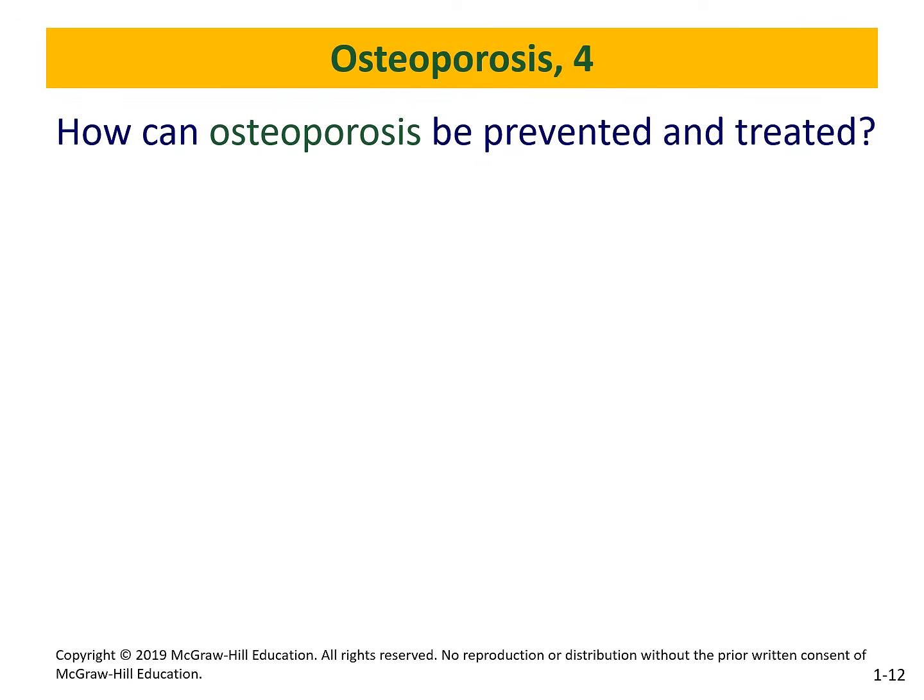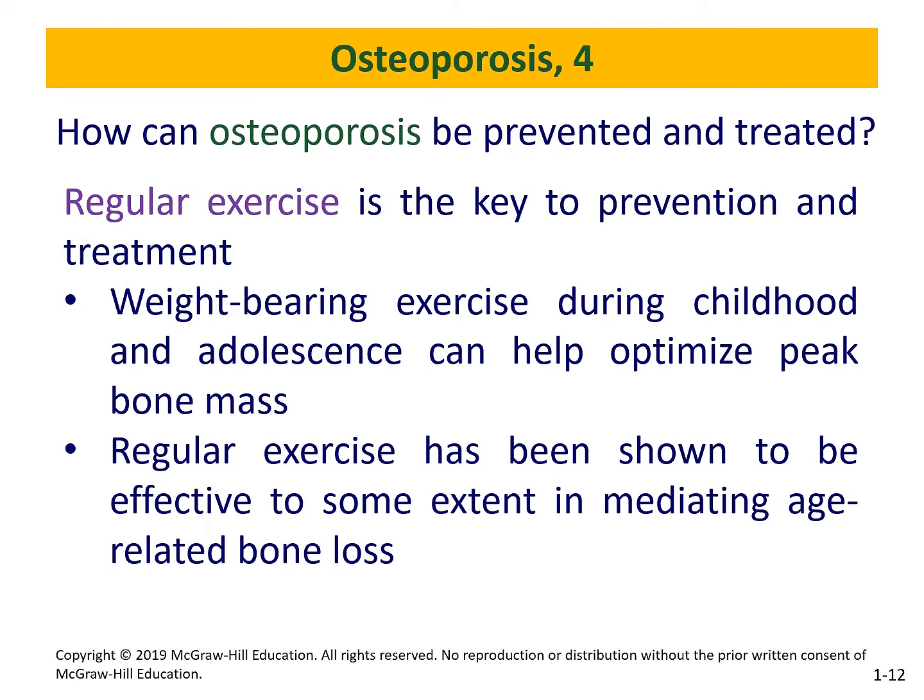Okay, how can osteoporosis be prevented and treated? Regular exercise is the key. Weight-bearing exercises during childhood, and when they become adults, can help optimize peak bone. And one of the things that I keep telling people, you have to be at least once in your life really athletic or in good shape. That will help you a lot statistically, compared to someone who has never played sport or been in good shape. I've been in good shape when I was younger, but now it's not. So that's something you need to keep. Regular exercise has been shown to be effective to some extent.